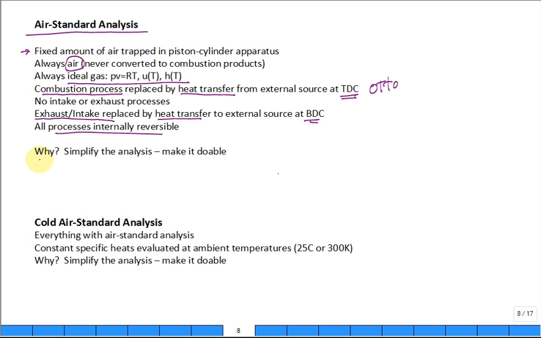Again, why do we make this? So you can make some calculations. Otherwise, the problem's so complex that you can't do anything by hand.